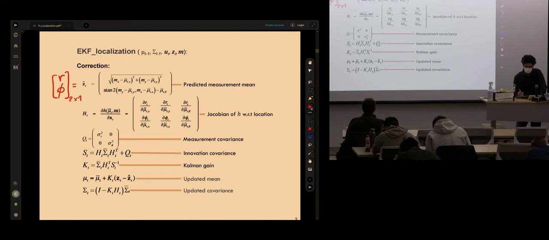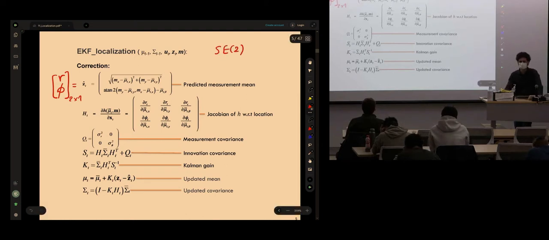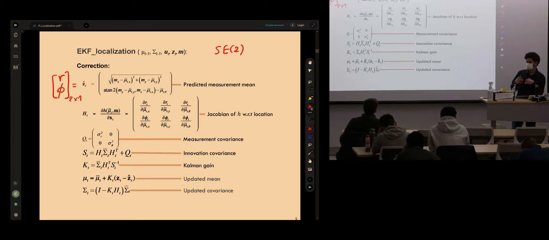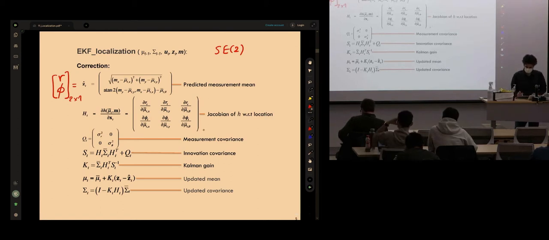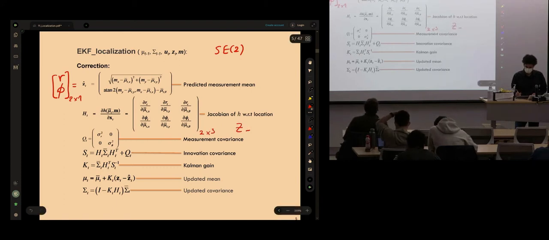Now, of course, you know by now that the state is actually on SE2. If you're going to implement an invariant extended Kalman filter, you will look into SE2. But if you want to implement a traditional extended Kalman filter or unscented Kalman filter, you can work with x, y, and heading, theta angle. But you need to be careful to wrap the angle between minus pi and pi whenever you take angular differences or add angles. You don't want it to go beyond that interval. So the Jacobian will be 2x3, so that we have this linearized model.